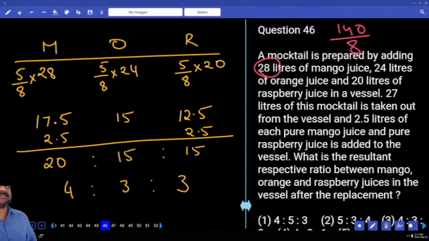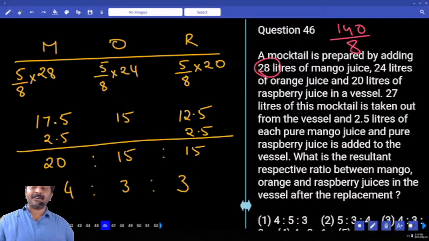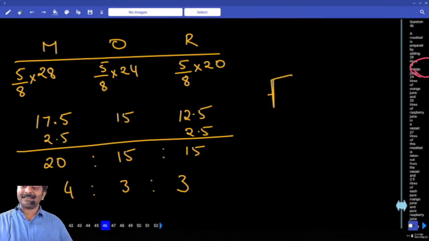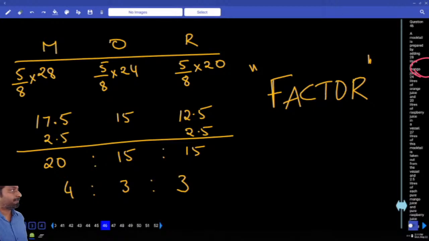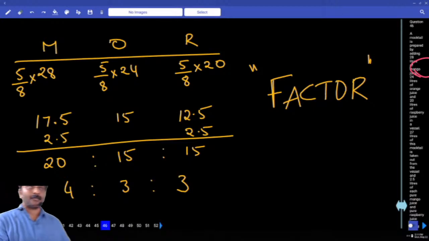But instead of this, if you can recollect a word, which word is that? Factor. If you can recollect this word, that's it. Over.